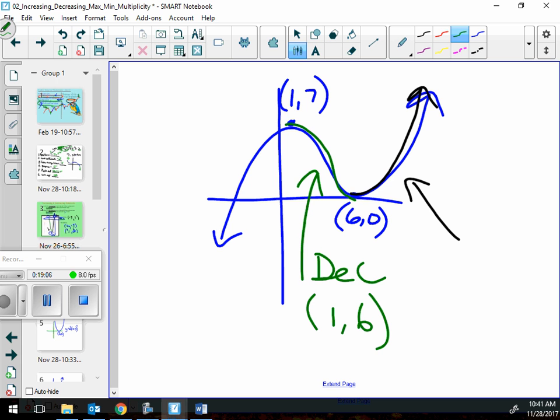But the argument would be, is it still decreasing at that point? Well, it's just kind of one of those dumb arguments. It kind of is, but it kind of isn't. And so I'm fine with brackets or parentheses around your intervals.